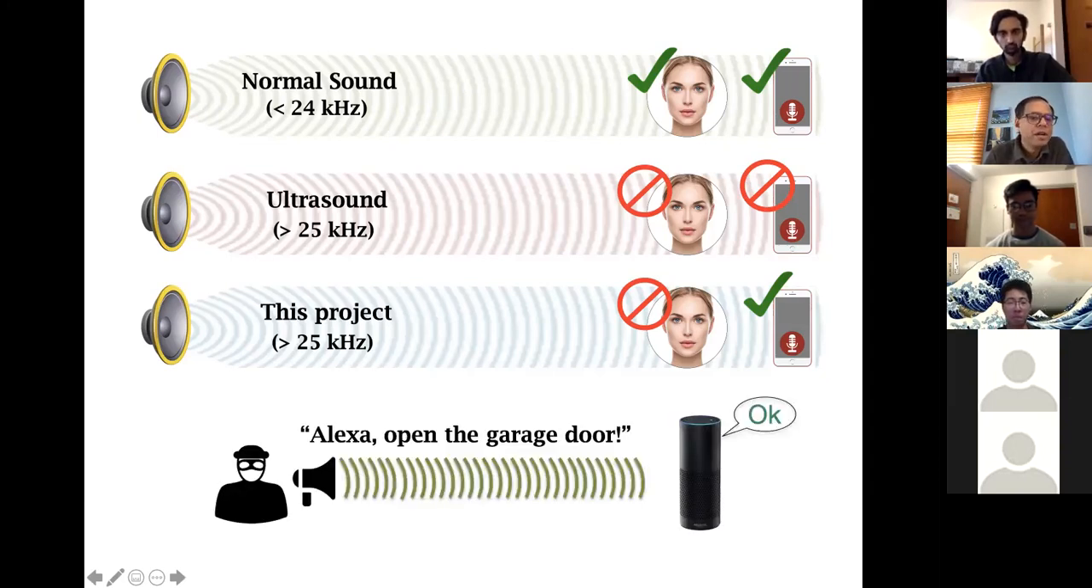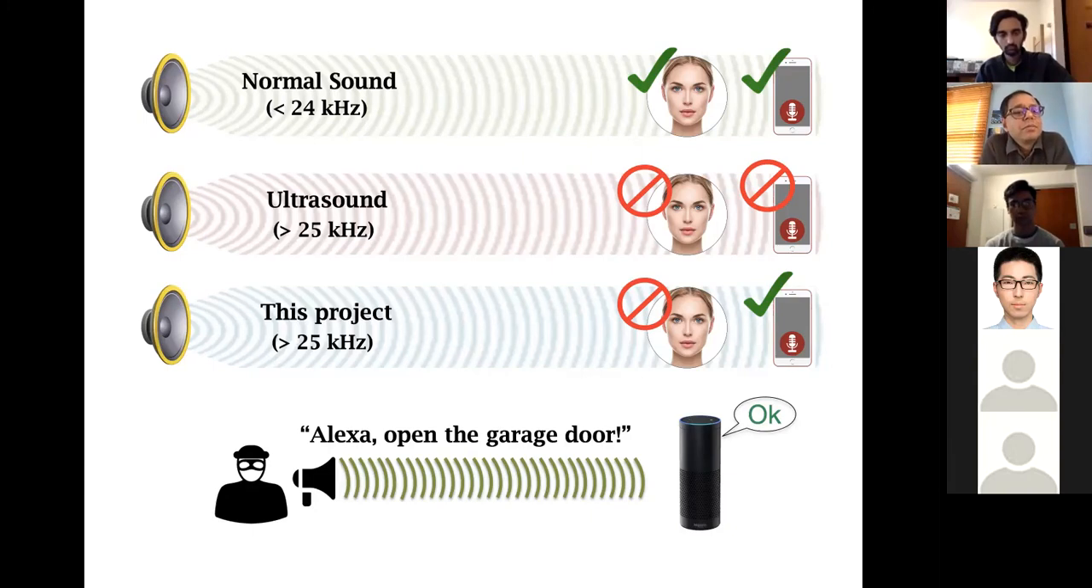So fine, why do you care? Why do you want to design this weird inaudible sound? Well, here is one application. I care because now I can be near your house and I will play, Alexa, open the garage door, right?